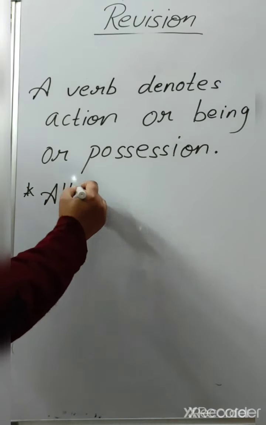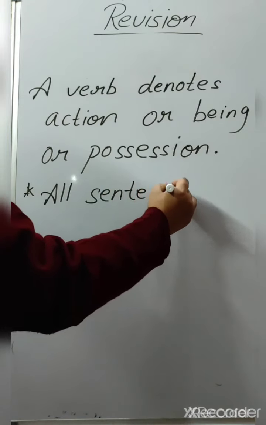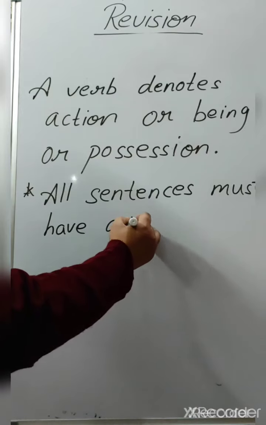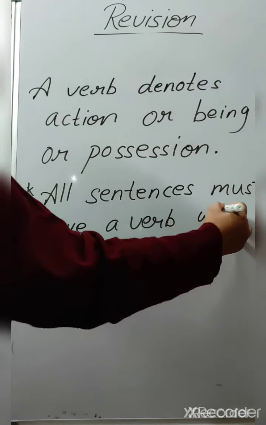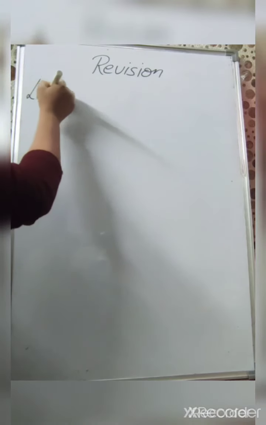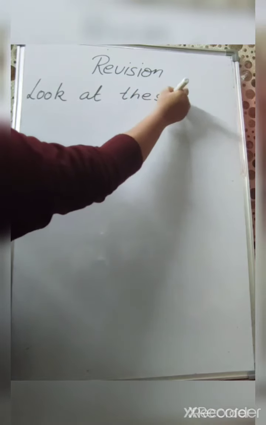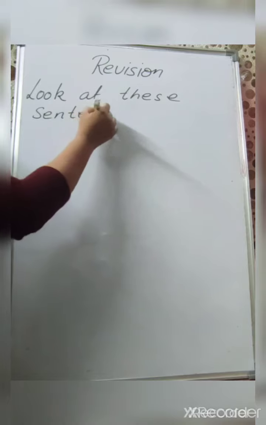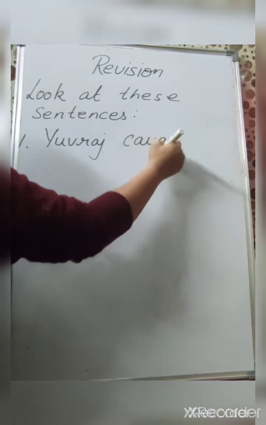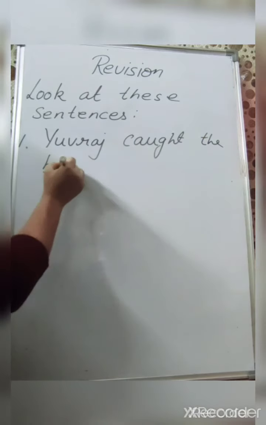Note, all sentences must have a verb with a subject. Okay? Let us now understand object of a verb. Look at these sentences. Number one, Yuvraj caught the ball. So, in this sentence, what did Yuvraj catch?